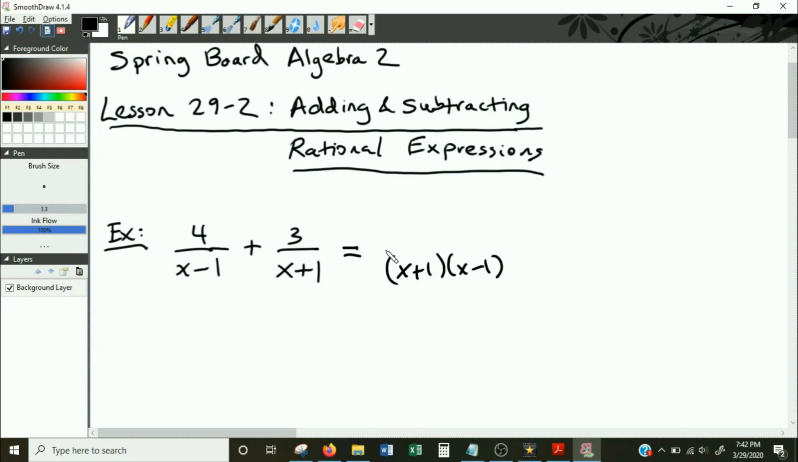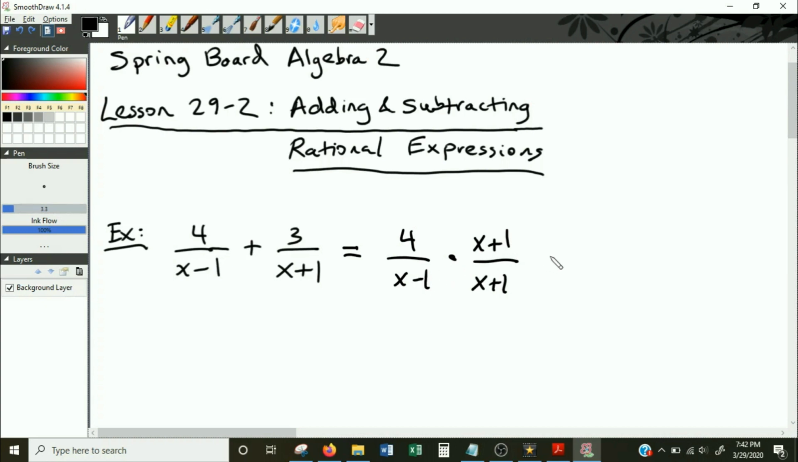So we need to put 4 over x minus 1 times x plus 1. And what we can do is actually the following. We can say, okay, I have my 4 over x minus 1, but then I've got to multiply it by this fraction of x plus 1 over x plus 1. This right here is just 1, so we can do that. And this is going to make it easier for us to combine the fractions.